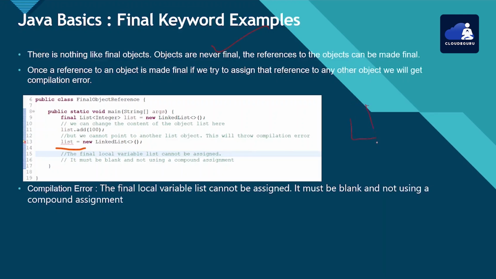Suppose you have created an object with a reference obj, and this is pointing to this object in heap. Now, if you have made this reference final, then it doesn't mean this object is final. You can change the member variables to any value. But what you cannot do is point this obj reference to another object. So let me create a program and show that.